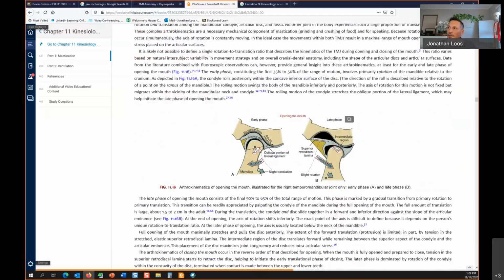So here you can appreciate the rolling and sliding. As I open up, this is rolling backwards, and then it has that anterior translation, and you can see the tension on the connective tissue here to keep the disc from going all the way forward. And you have this fat pad here for stabilization.